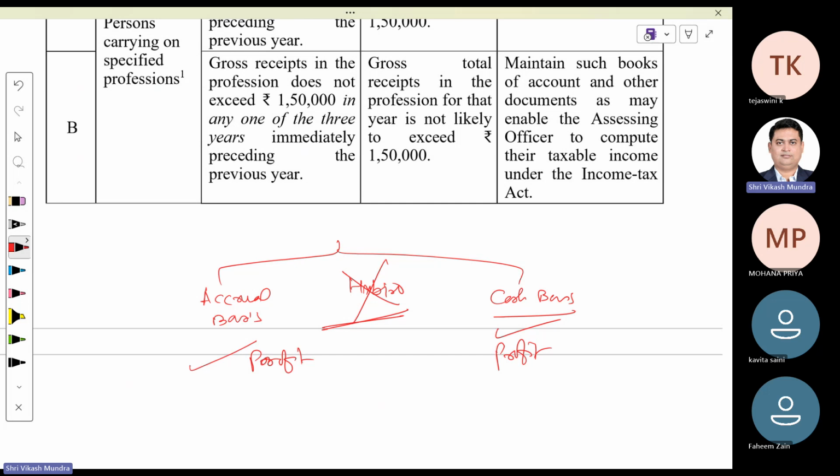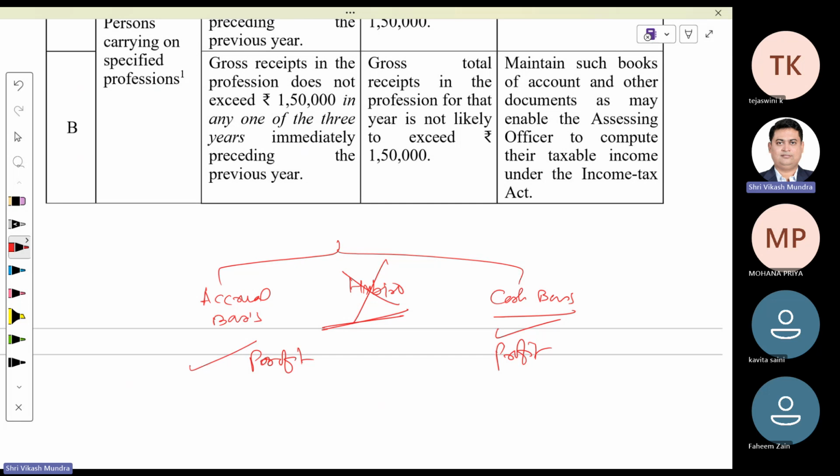However, the only condition is that you should follow that method of accounting regularly. It is not like in one year you follow accrual basis and in the second year you follow cash basis of accounting, and again in the third year accrual basis, and again in the fourth year cash basis of accounting. You are not supposed to follow in this way. You are supposed to follow either method of accounting, but consistency should be there. That means you should employ that method regularly.